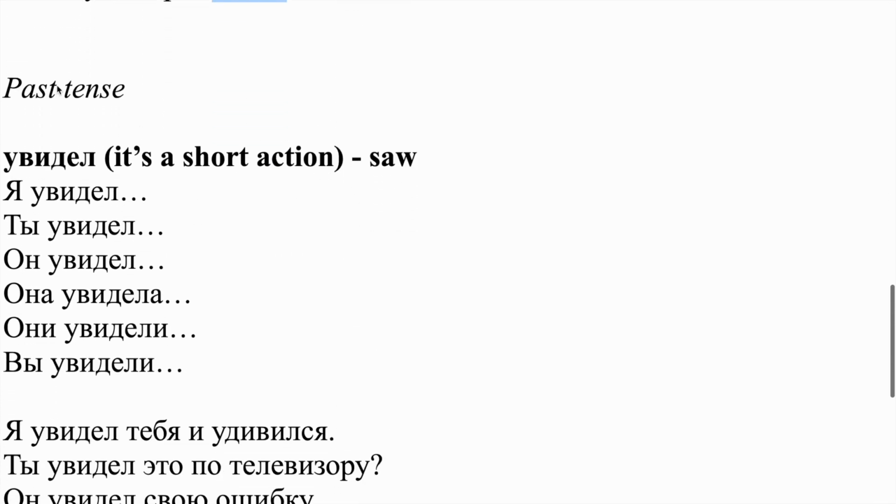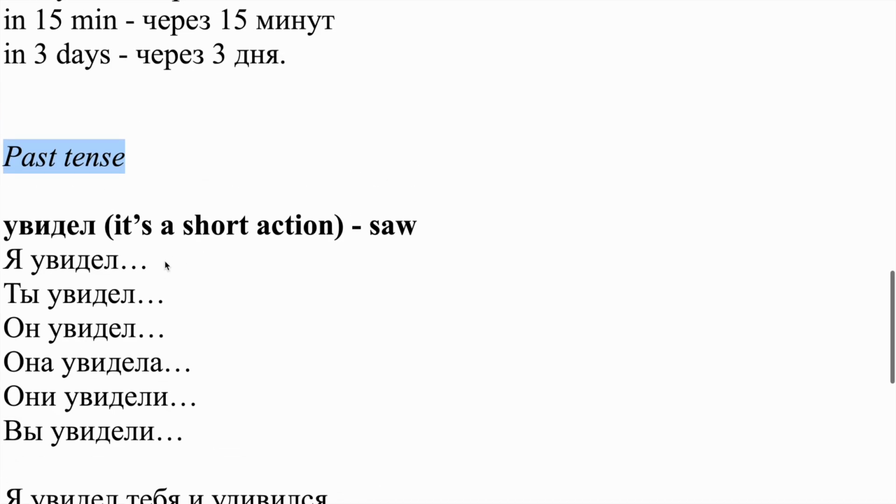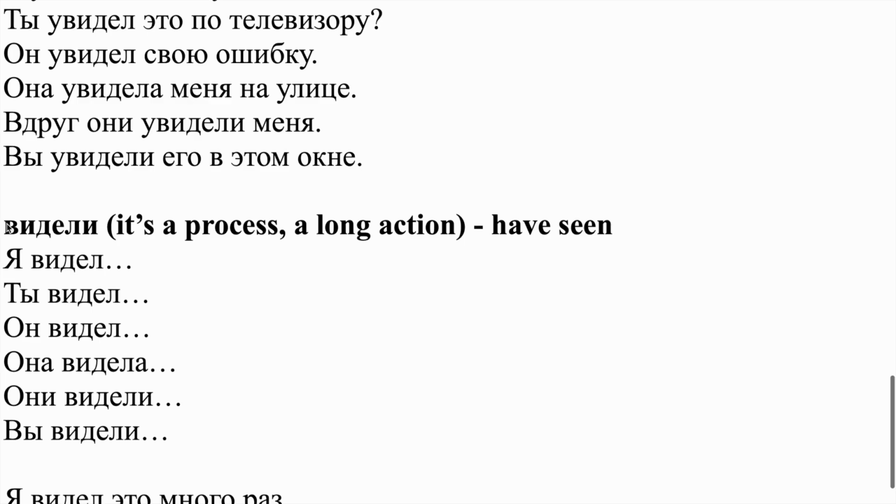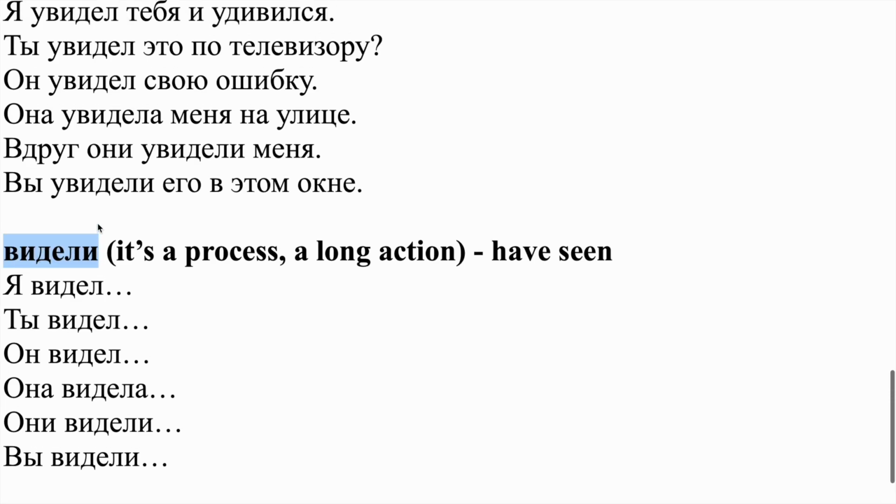So we go next to the past tense. My dear friends, in the past tense we can use this Russian verb видеть in 2 ways. Way number 1, увидел, увидел. Way number 2, видели, видели. What is the difference?